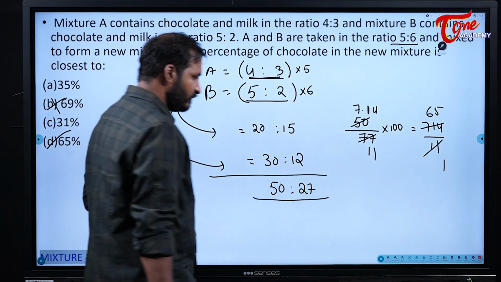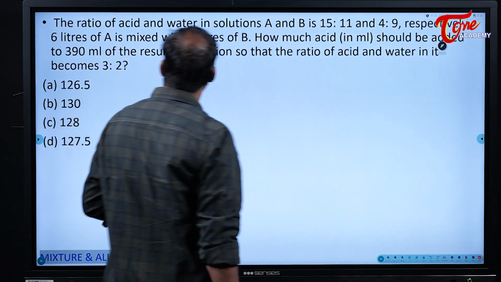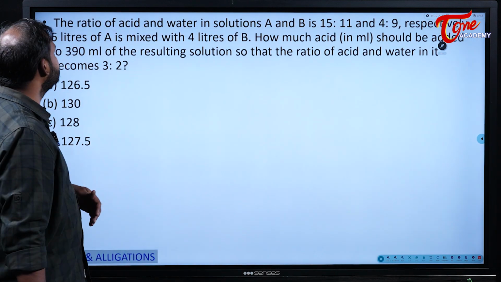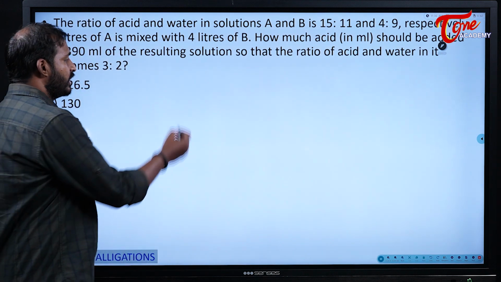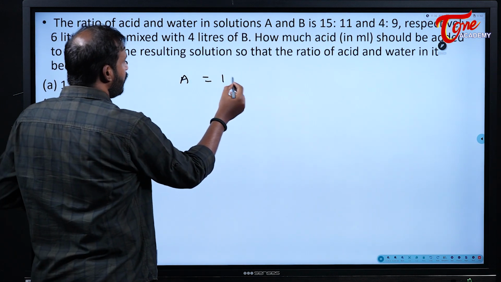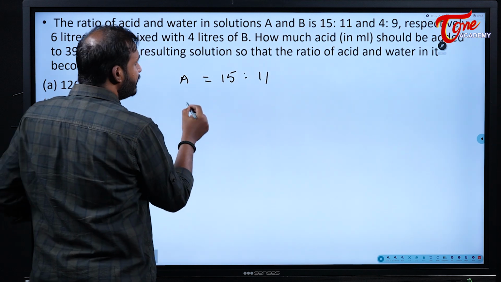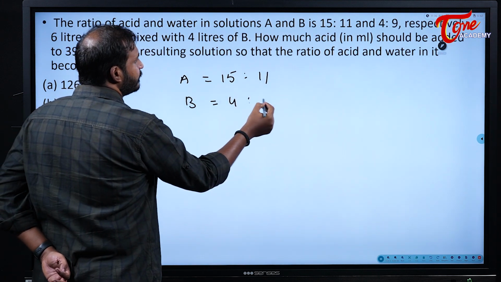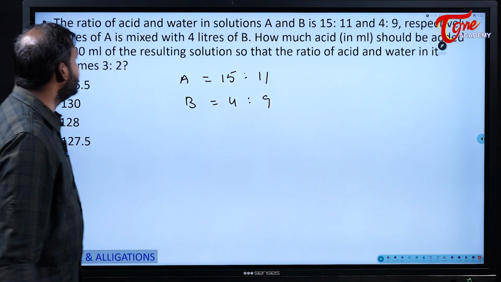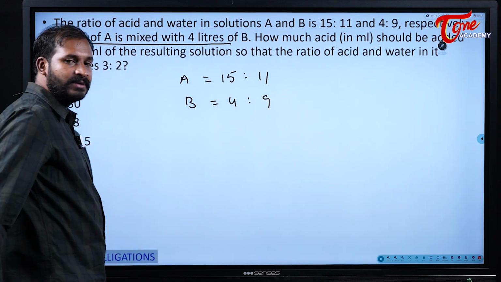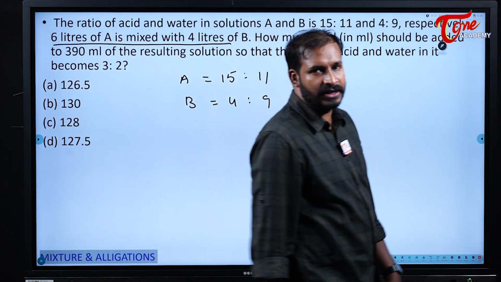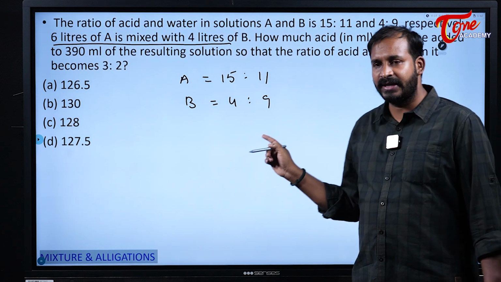Understood? Next one, we will see the next one. The ratio of acid and water in solutions A and B is 15:11 for A, and in B it is 4:9 respectively. 6 liters of A is mixed with 4 liters of B. Please observe here, 6 liters of A is mixed with 4 liters of B. You can directly multiply them or.